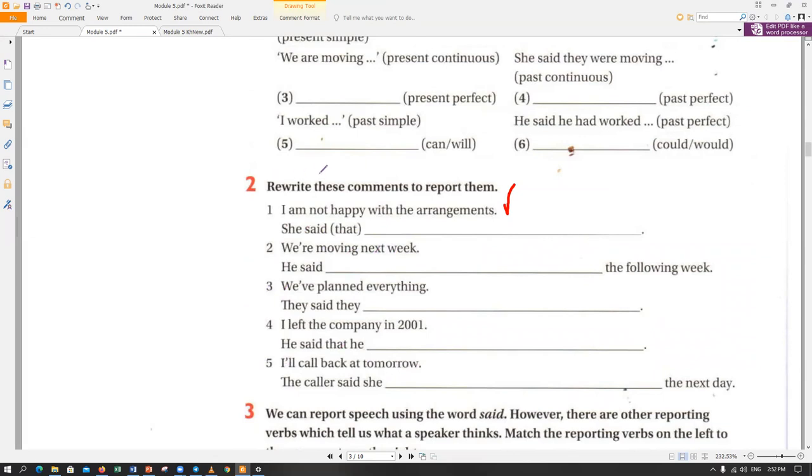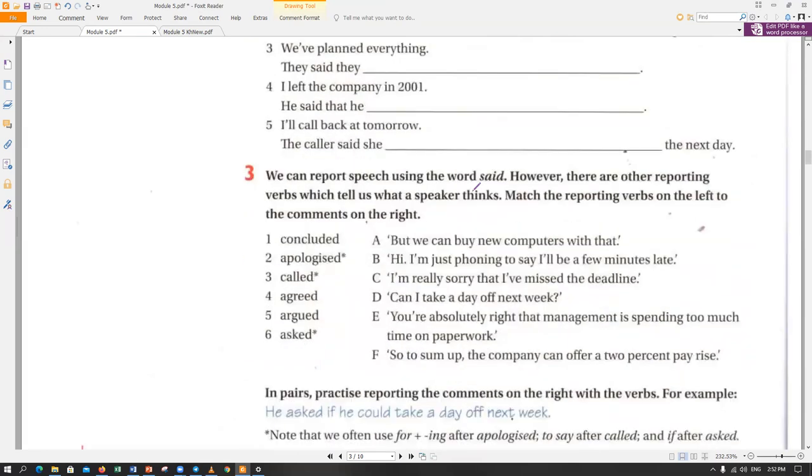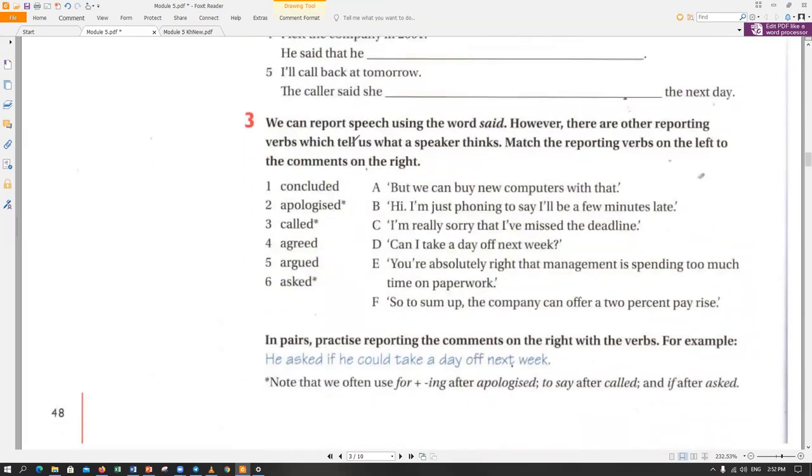Rewrite these comments to report them. Okay, exercise 3. We can report speech using the word said. Okay, then I draw a verb said, then report. However, there are other reporting verbs which tell us what the speaker thinks. Match the reporting verbs on the left to the comment on the right.